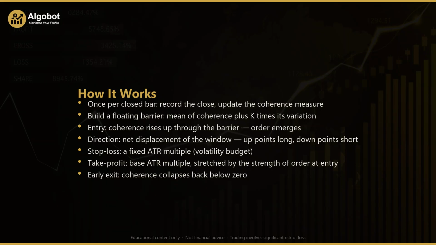Finally, the exit. Beyond the fixed stop and the stretching target, the strategy also cuts a position early if coherence collapses back below 0. The reasoning is that a run which stops being coherent has spent its directional energy, so there's little reason to keep holding. Together, these rules form a complete loop. Measure order, wait for it to emerge, trade with it, and step aside once it fades. And remember, every part of it is presented here purely for education.